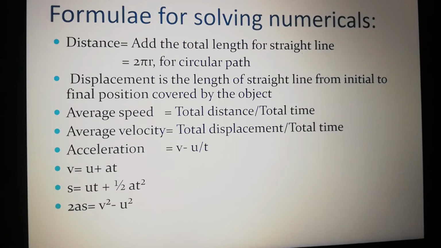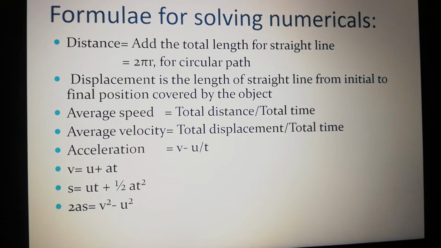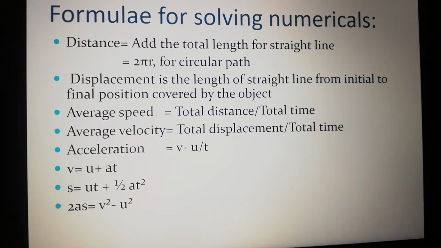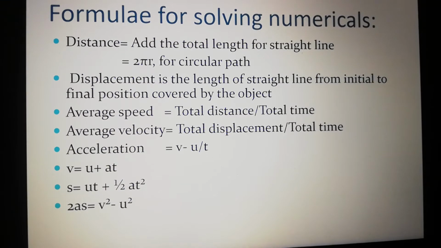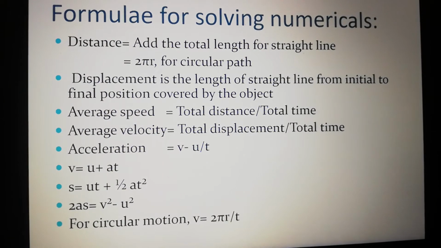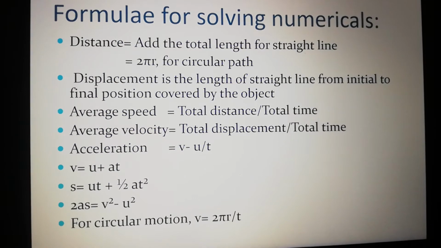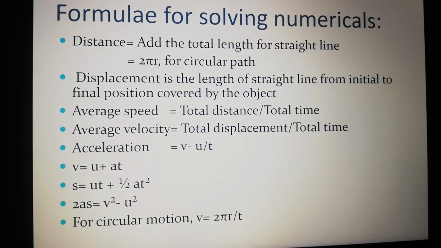The first equation of motion is v equals u plus at. The second equation of motion is s equals ut plus half at squared. The third equation of motion is 2as equals v squared minus u squared. So these are the three equations of motion. Now all these formulas you have to remember for the remaining chapters also.